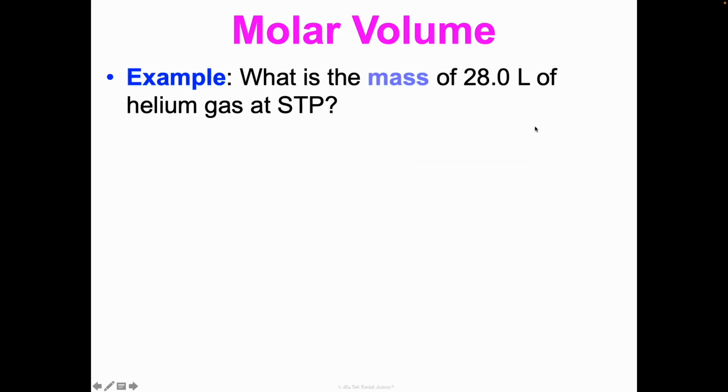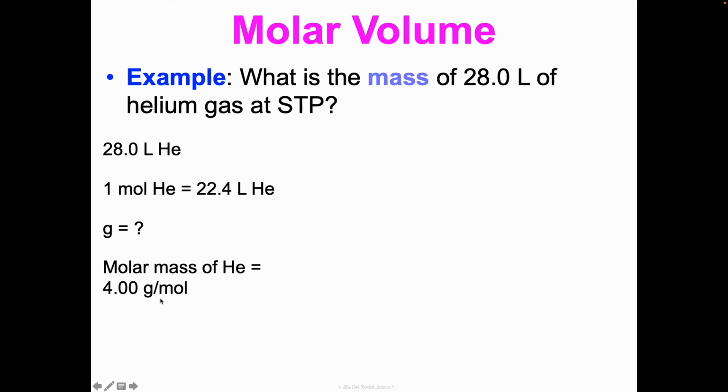All right, another way you could see this is, what's the mass of 28.0 liters of helium gas at STP? All right, what do we know? We know we have 28.0 liters of helium. We know that at STP, 1 mole of helium is equal to 22.4 liters of it. Now, I want to know how many grams I have. What's the mass? Well, if I know moles, I can get to mass. How do I go from moles to mass? Well, we bring in molar mass, which is something we have learned about in previous units. Molar mass for helium, because it's just helium, a monoatomic gas, is 4.00 grams per mole. You can look that up on the periodic table.